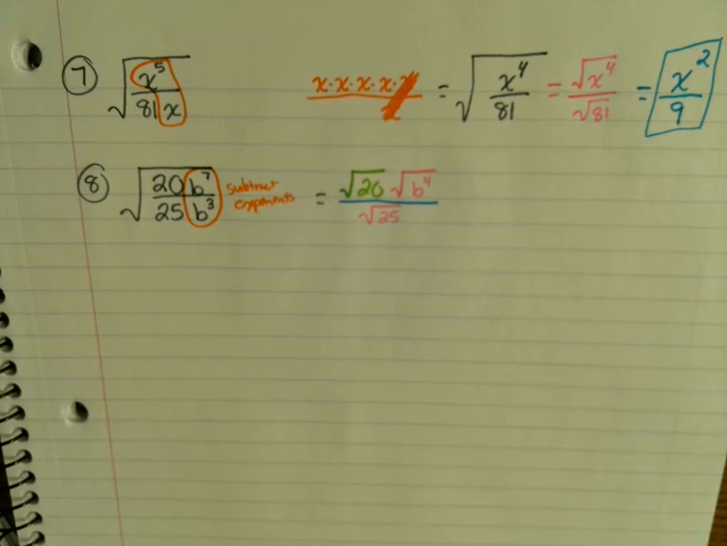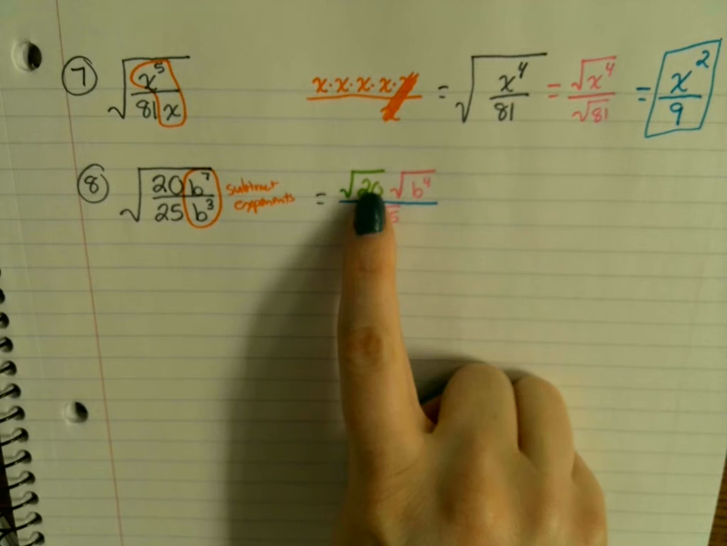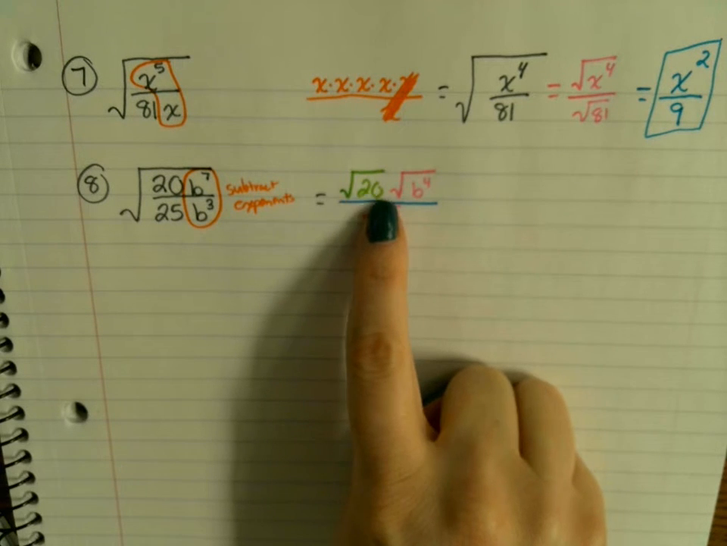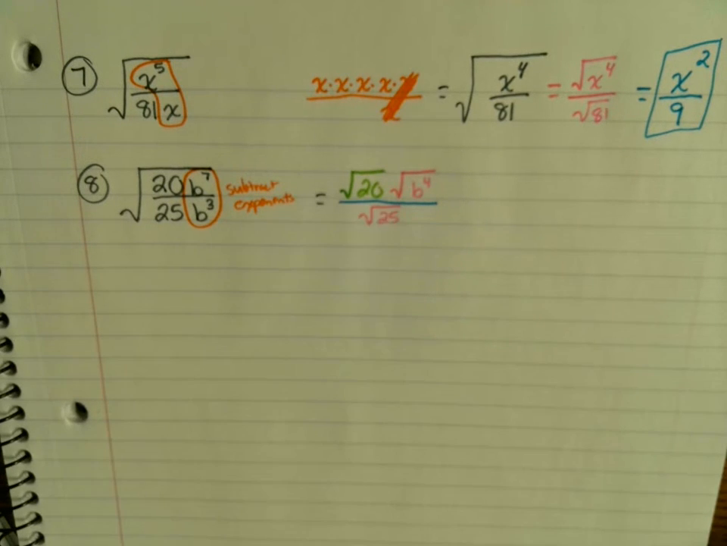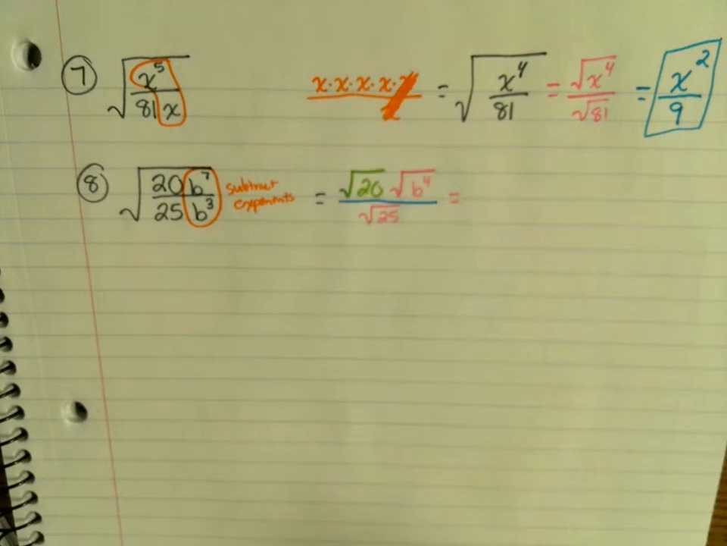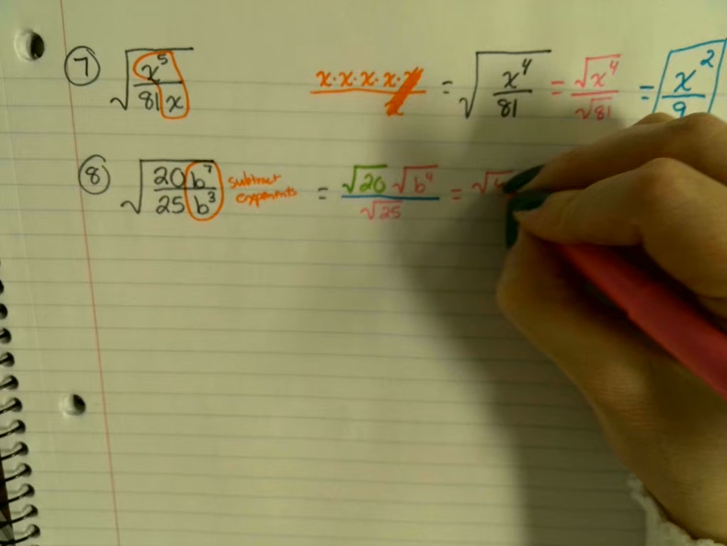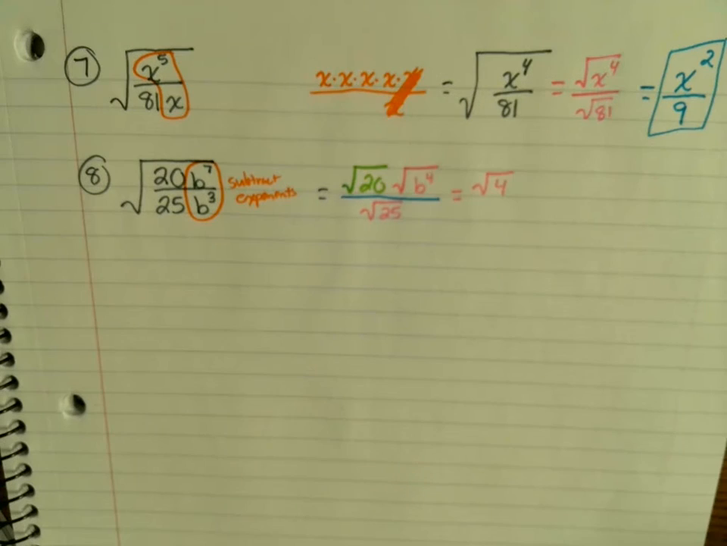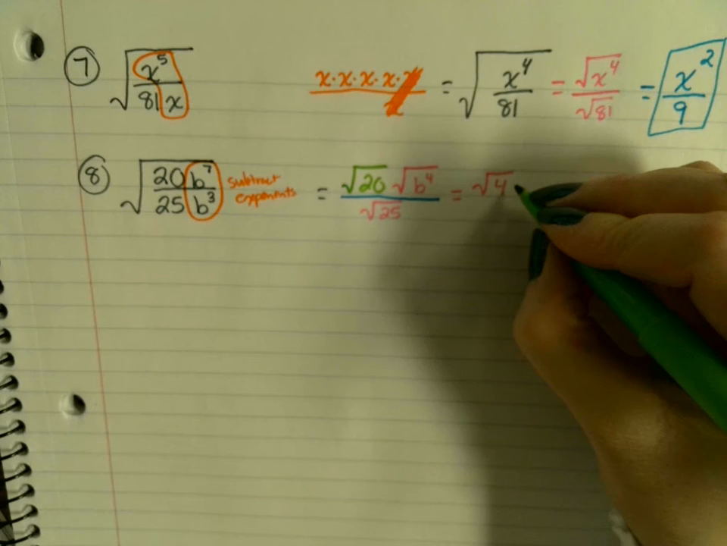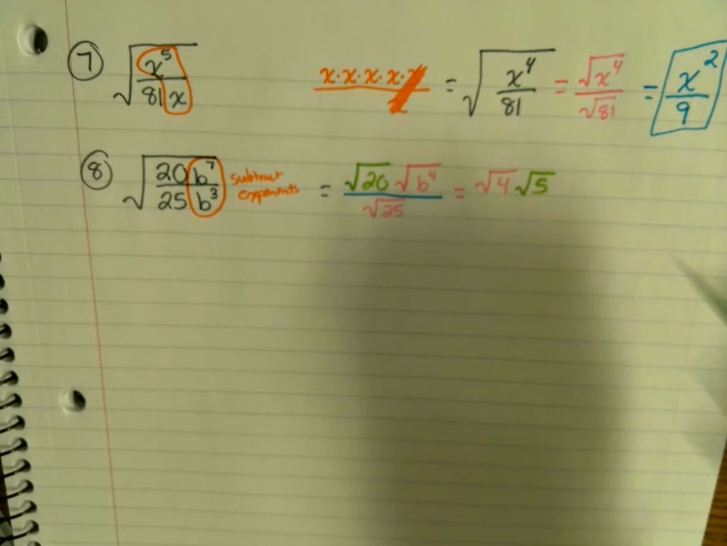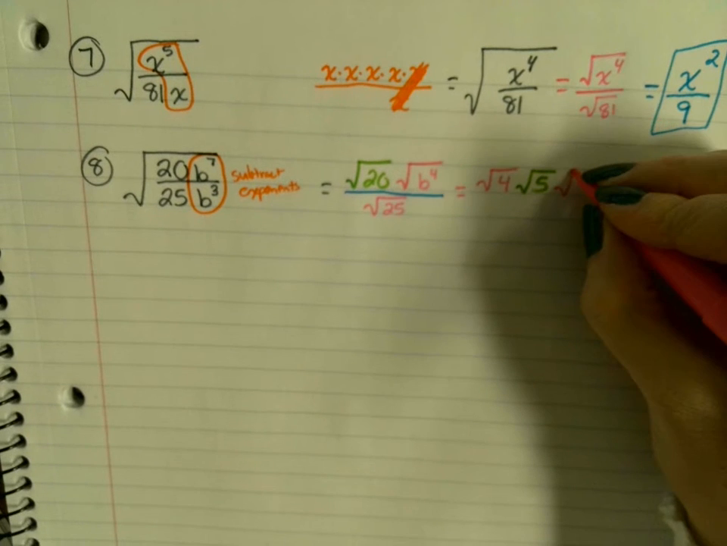Okay, now square root of 20, though, I can break square root of 20 up. What perfect square can go into 20? 4. So square root of 4, and then square root of 5, and then still square root of b to the 4th. All of it over square root of 25.